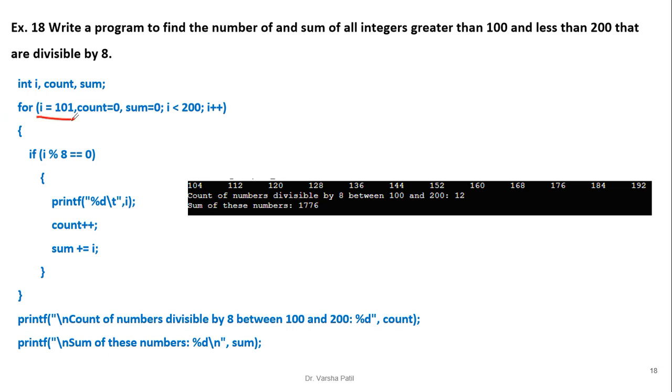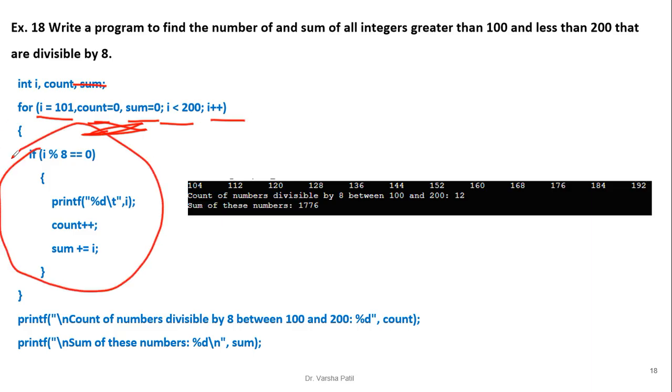See, i equal to 101. We can initialize the variable here also, but it is better practice to initialize the variable in the for loop. i less than 200, i plus plus, and if the condition is satisfied we do this, that's it, because i plus plus takes place automatically after the execution, whether this particular condition is satisfied or not.